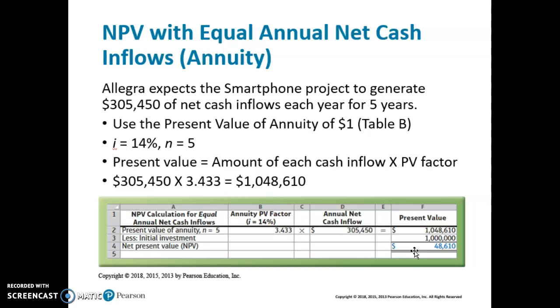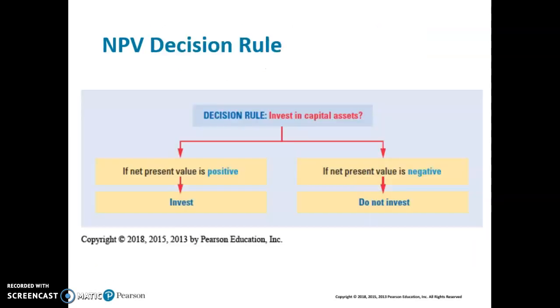Okay, maybe this business would let you get into other businesses. Maybe it would get you in with other customers who you wanted to get to know. There might be a million other reasons to do it, but it's not overwhelmingly wonderful when it comes to money. Decision rule: if it's positive, invest. If it's negative, don't invest. It might be only 48,000, but it does meet the hurdle rate, or the discount rate. So in this case, the smartphone project would be an attractive investment. It means that it earns more than Allegra's 14% target rate of return.